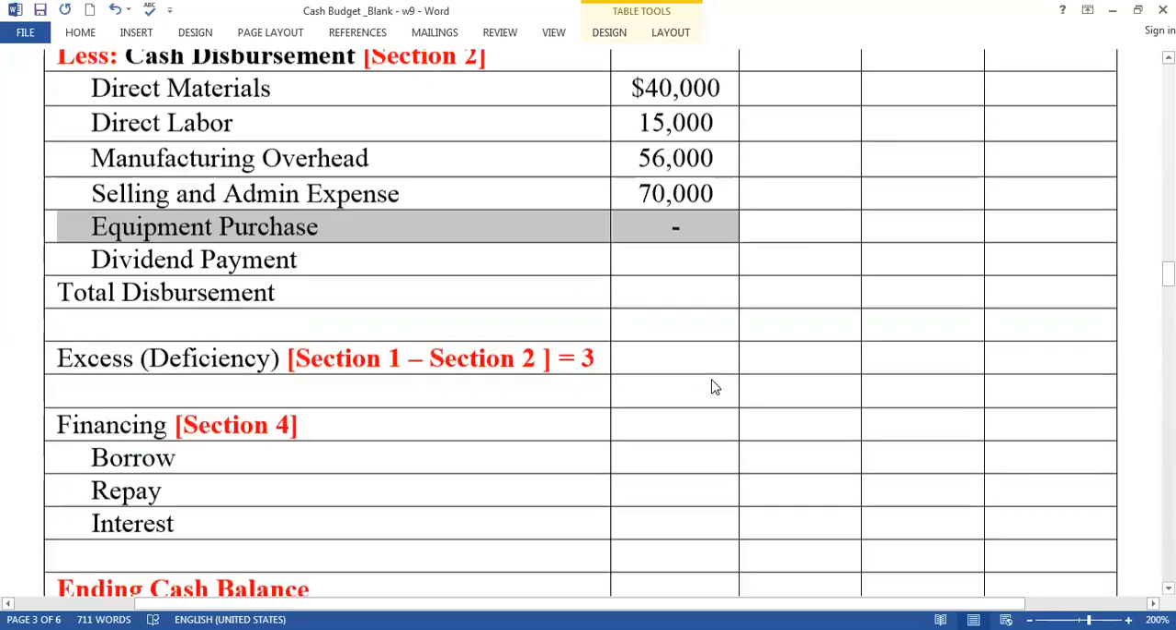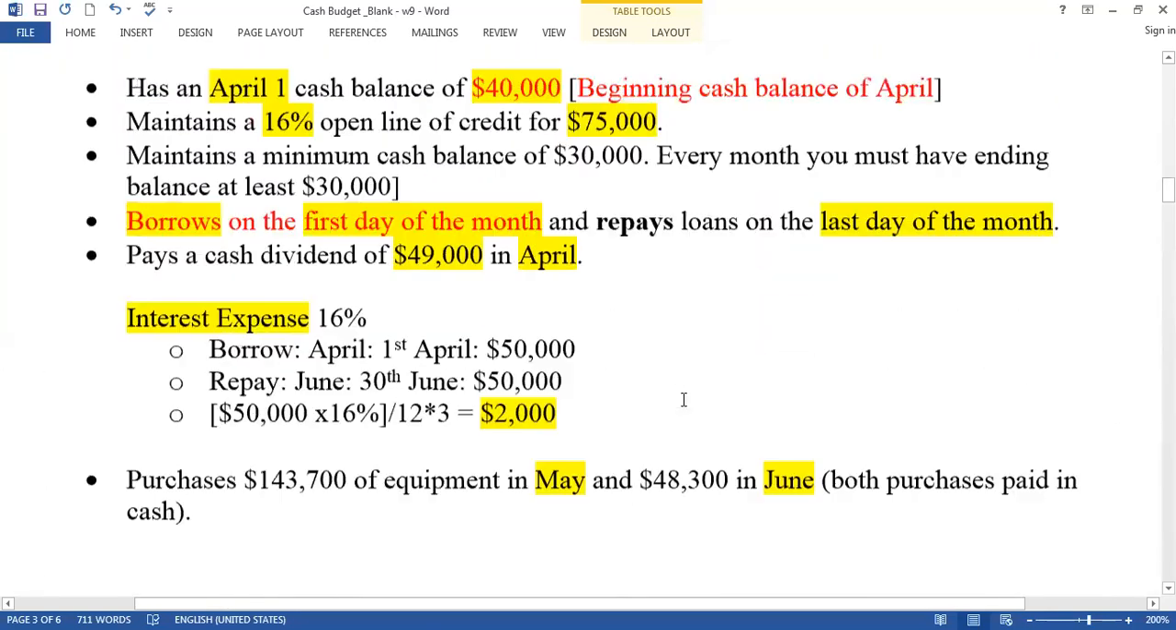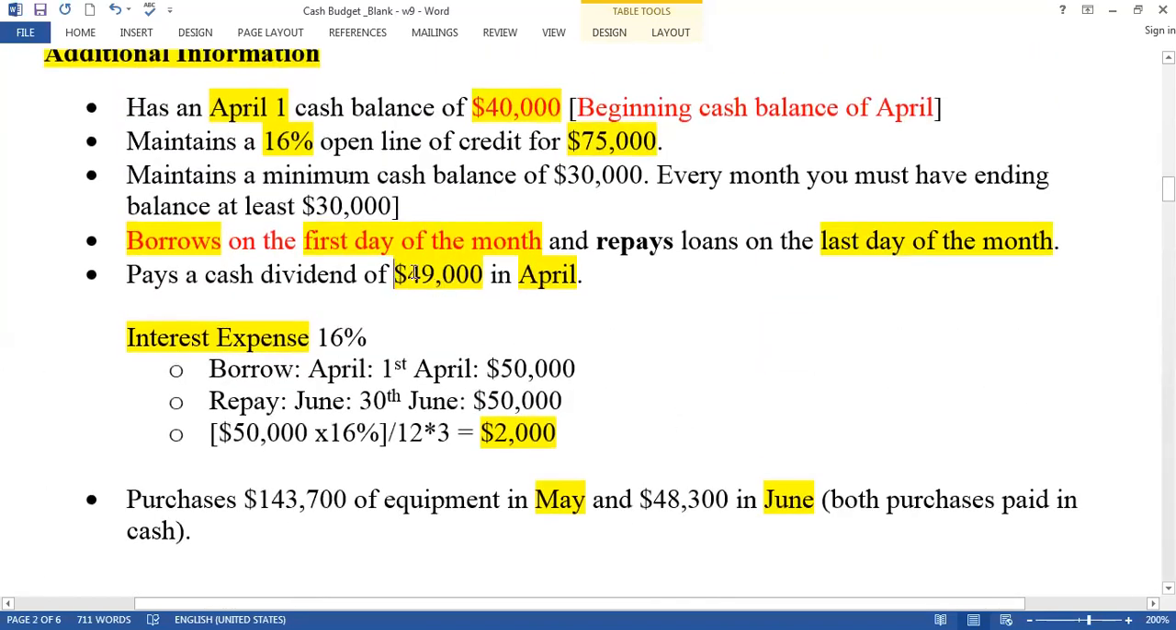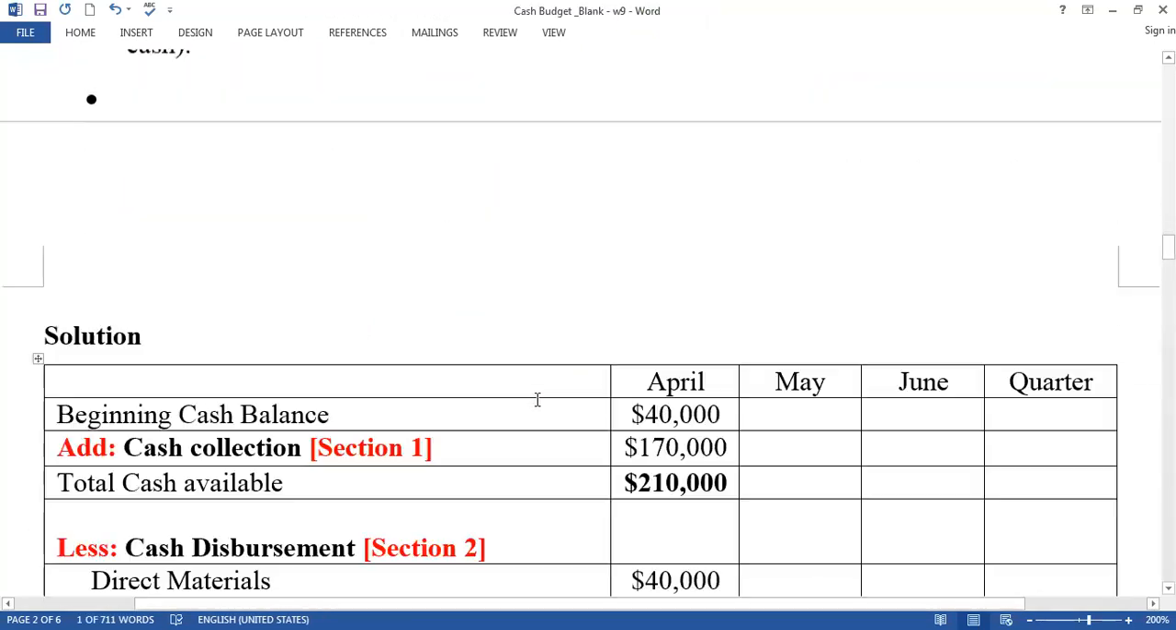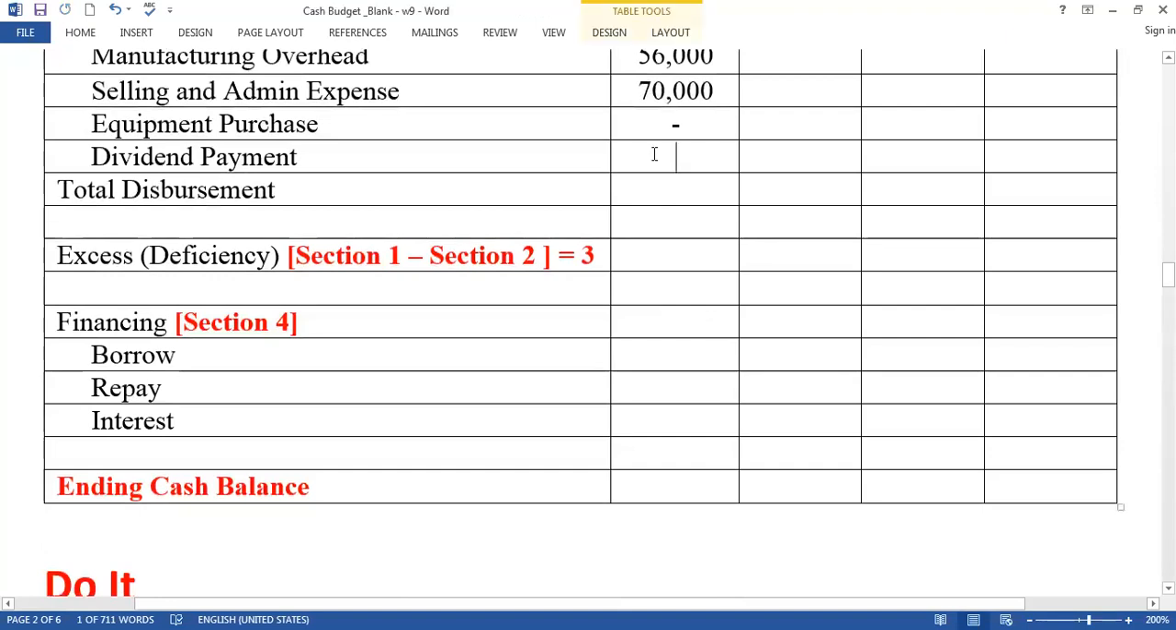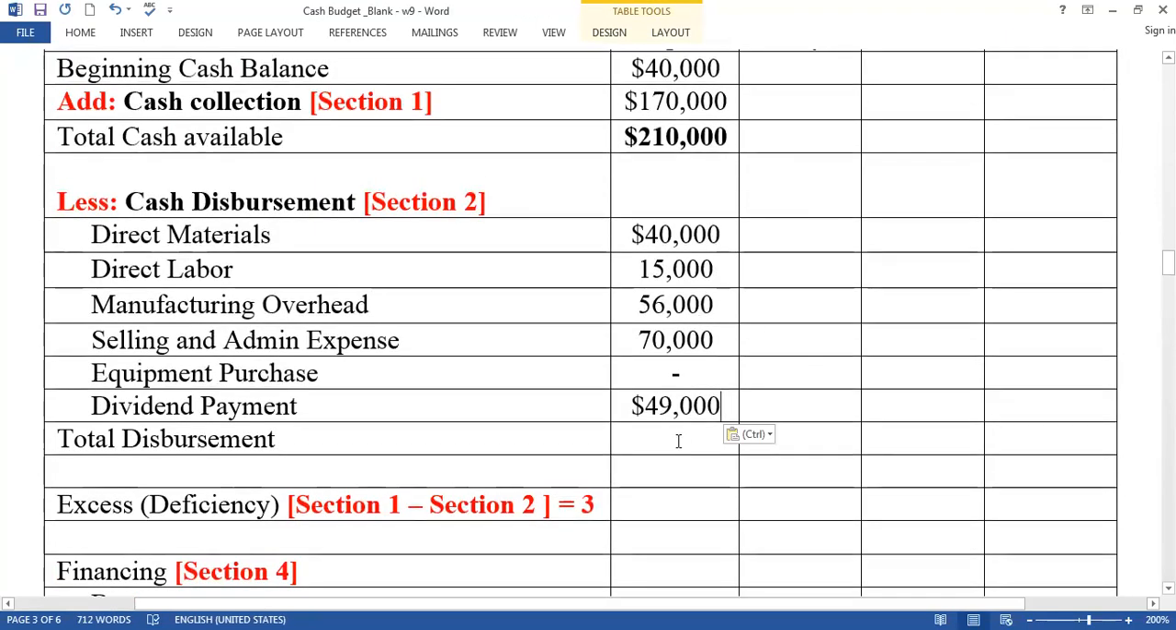But in April we have another expense. Can you remember another item? Another transaction we have in the month of April is dividend. We pay dividend here. So now we are going to add this total amount. How much is the total payment? Total payment is $230,000.